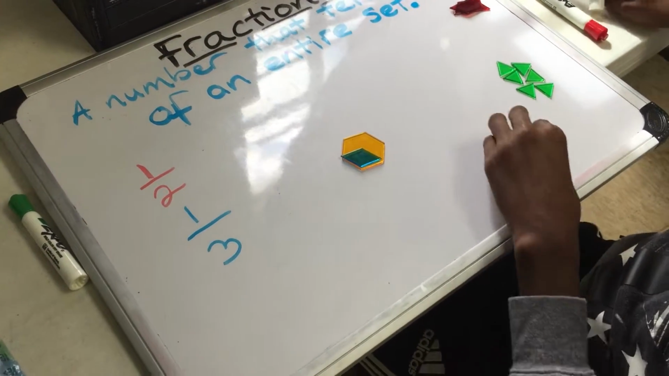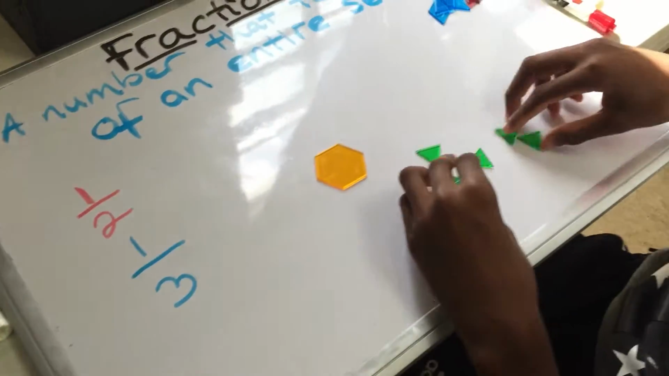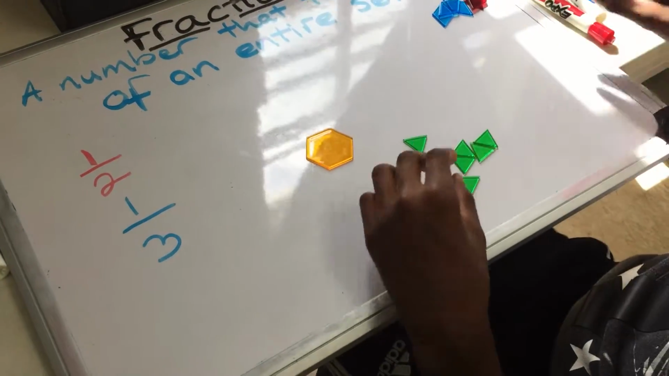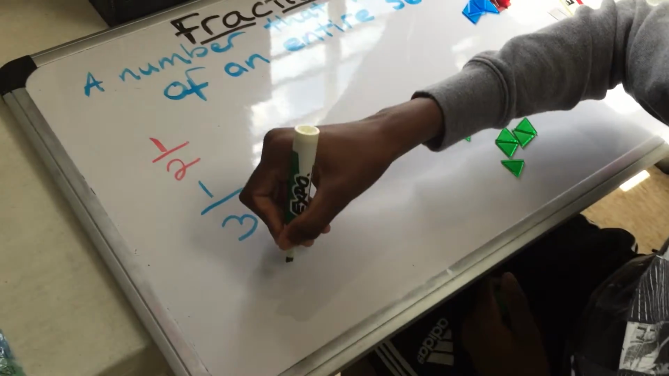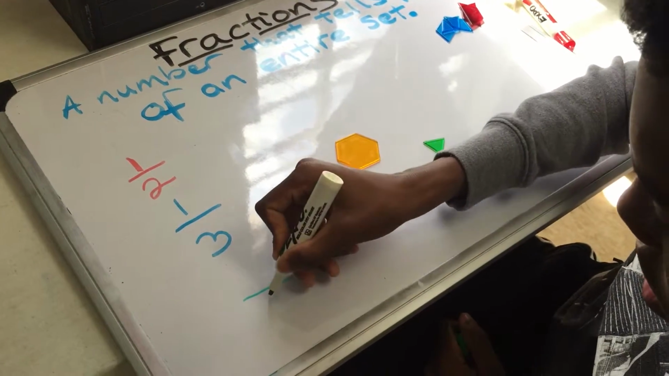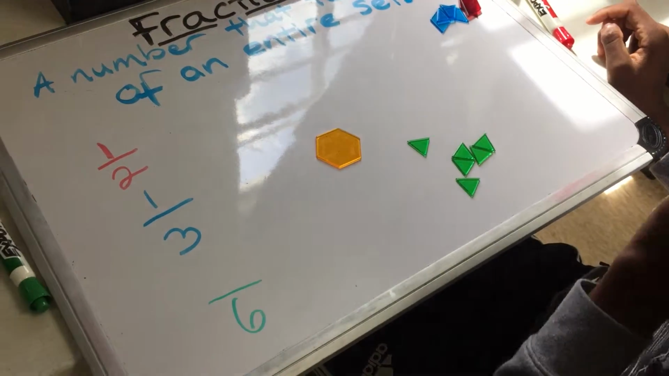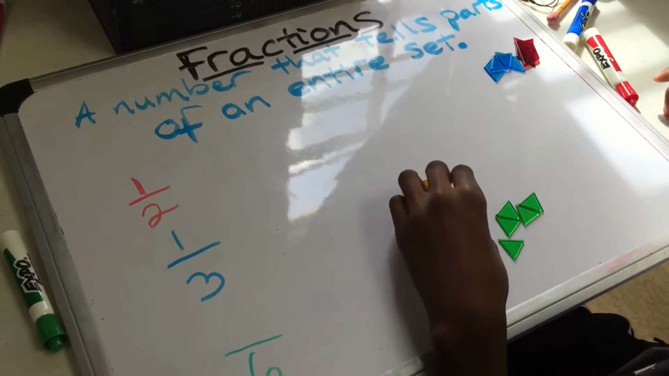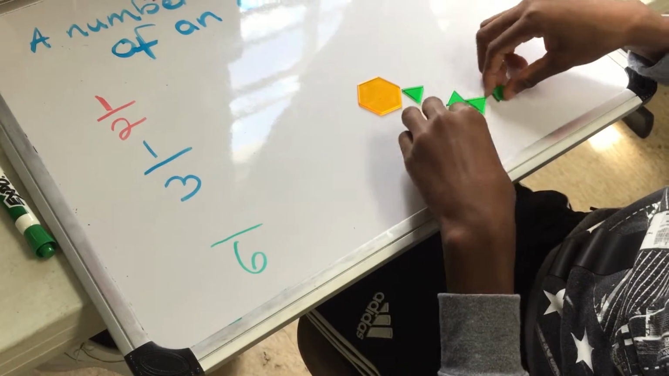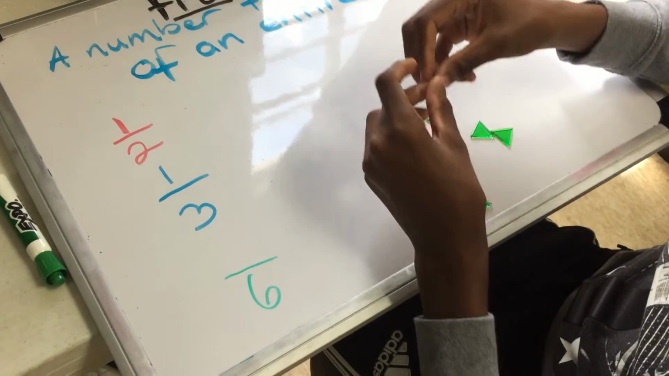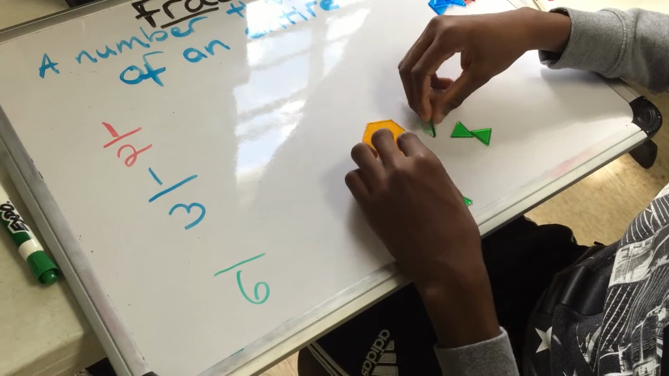Let's look at the final pieces here. What color are those pieces? Green. And how many pieces do you have there? 6. So we want to write that as a fraction. How do you know the 6 goes there? Because all 6 fit in the shape. What's that shape they fit in? The whole. So 6 pieces make up a whole.